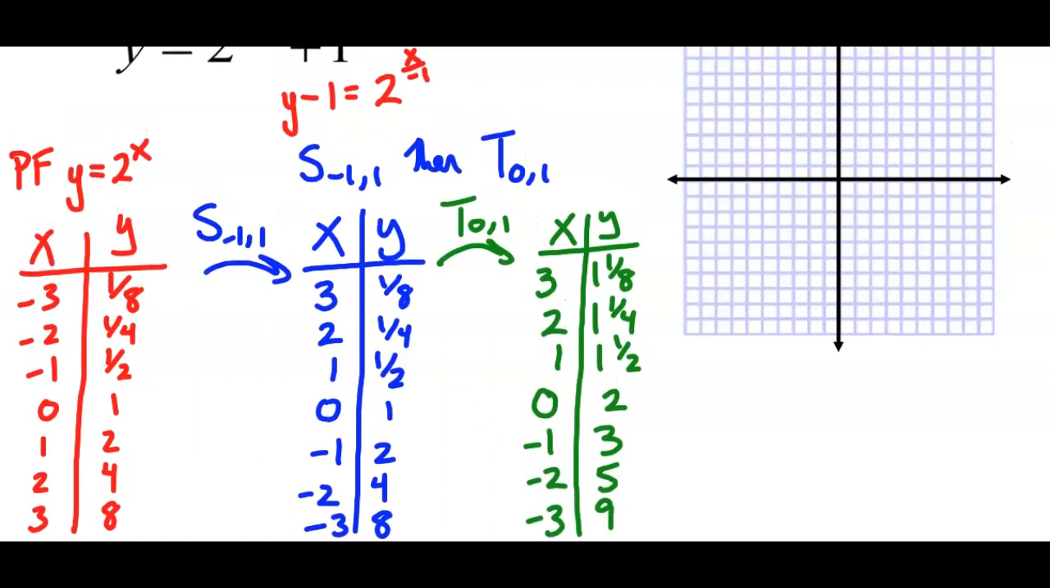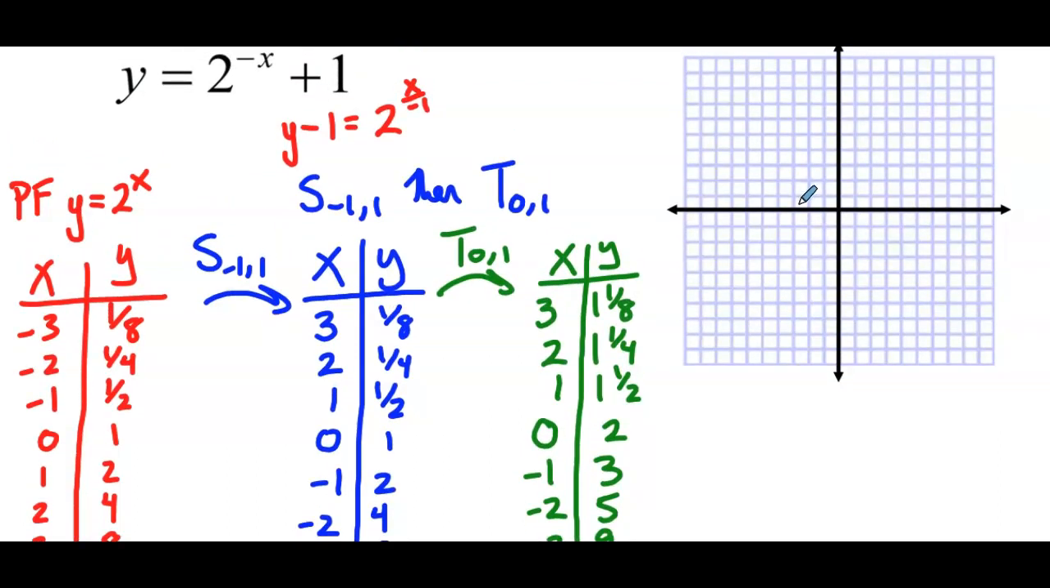Okay, so let's plot our points. So -3, 9, -2, 5, -1, 3, 0, 2, 1, 1 1/2, 2, 1 1/4, 3, 1 1/8. Okay, so I'll work backwards again. So we're going to go along y equals 1, up through our points. So there we have our graph of y equals 2 to the negative x plus 1.